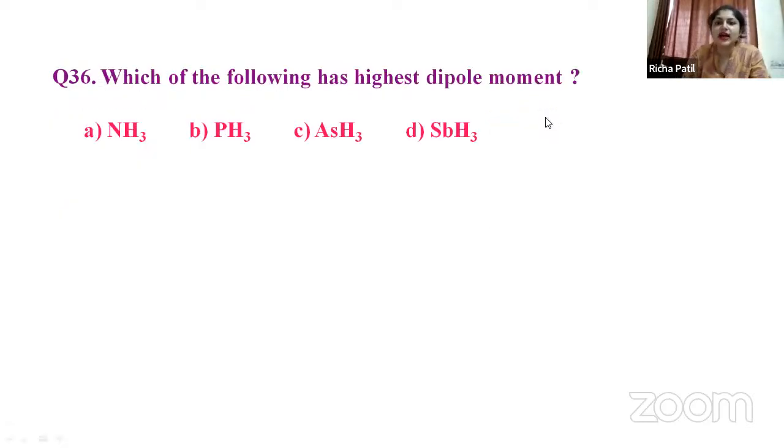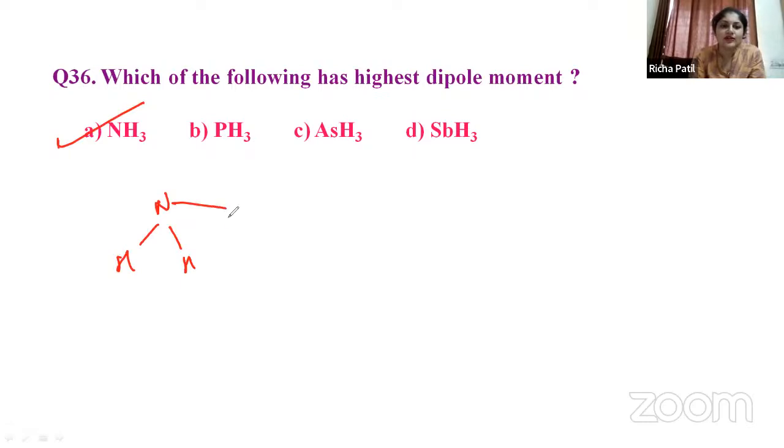Which of the following has the highest dipole moment? Dipole moment means what? When you have a polar system. These are the molecules given. So which will have the highest dipole moment? Yes, A. Ammonia will have the highest dipole moment.